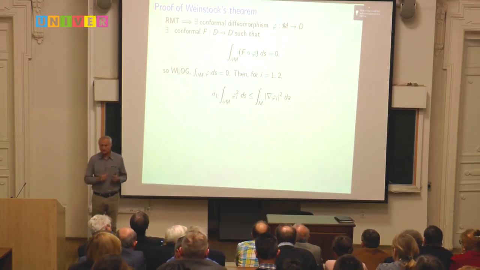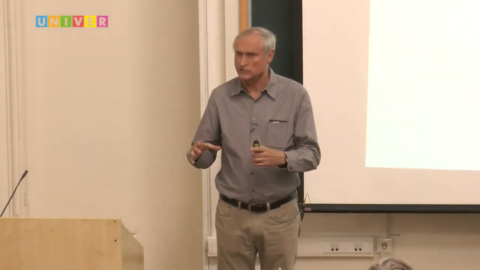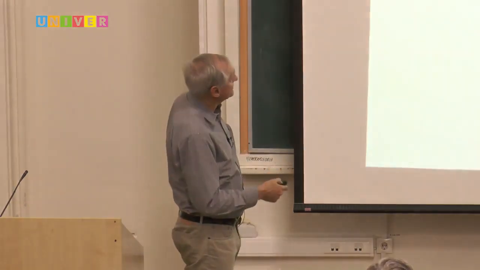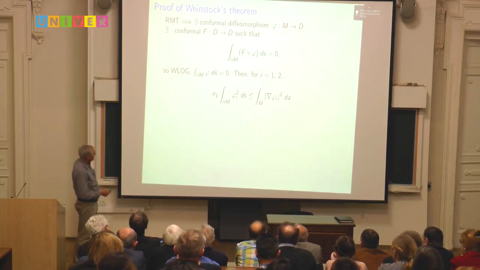And then from the variational characterization of sigma 1, since sigma 0 is just the constant functions, it follows that sigma 1 is less than or equal to the Rayleigh quotient, and I've just moved the denominator to the left. So sigma 1 times the integral over the boundary of phi i squared is less than or equal to the integral over M of grad phi i squared.